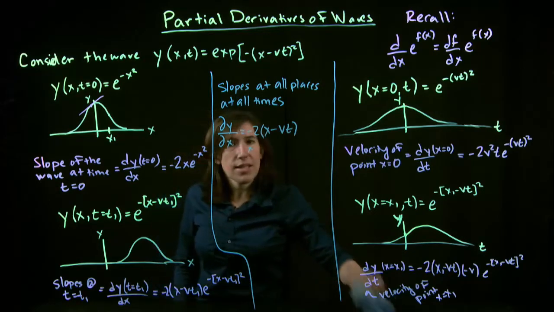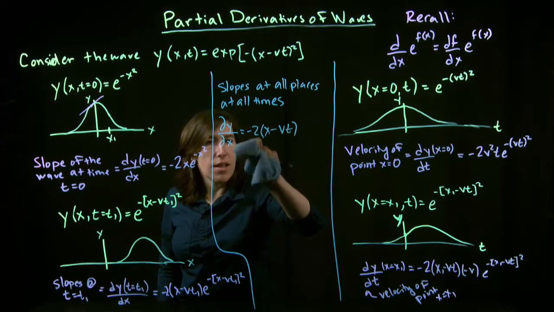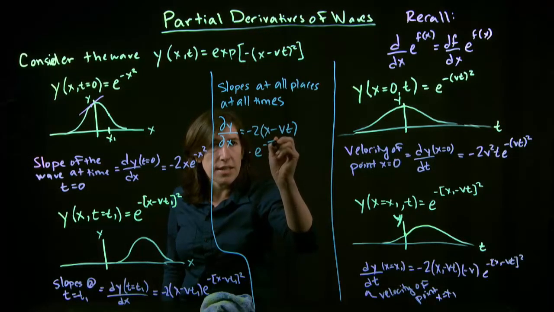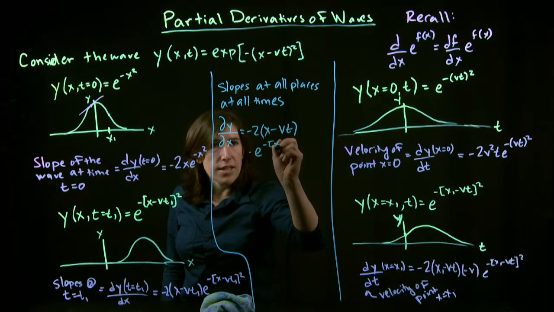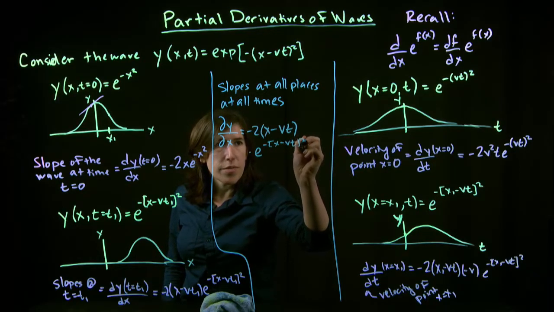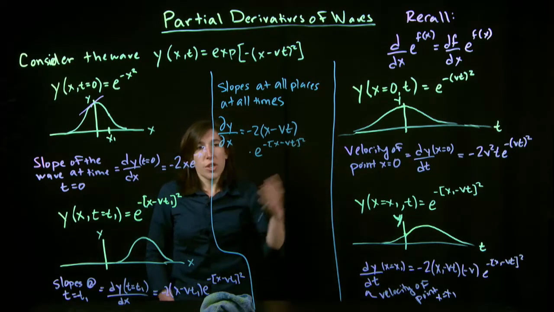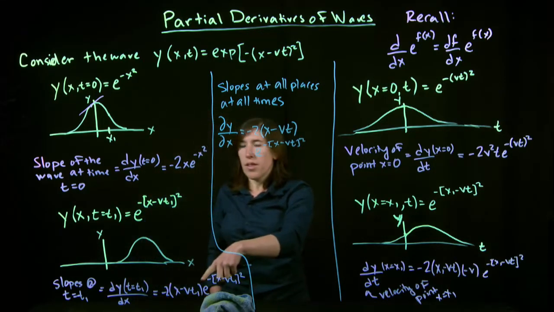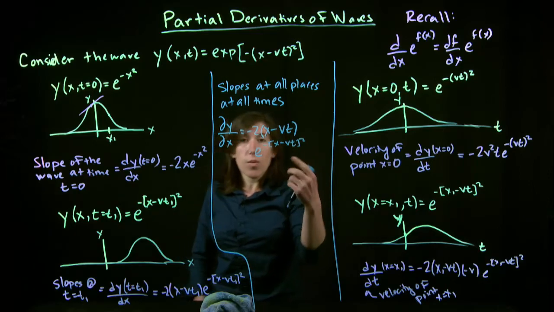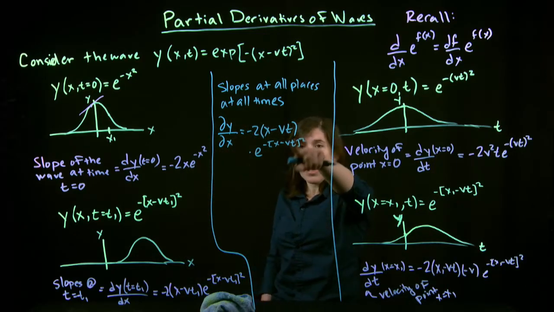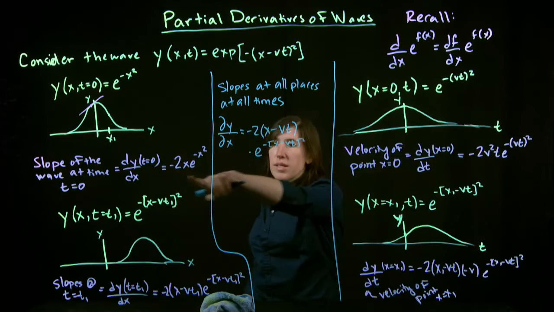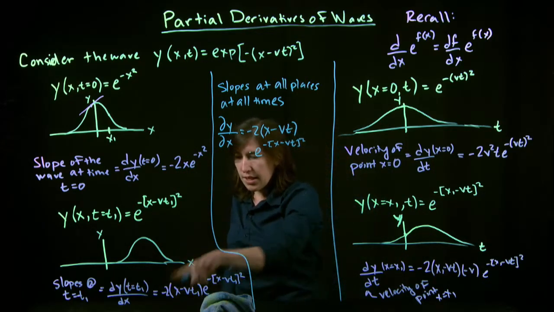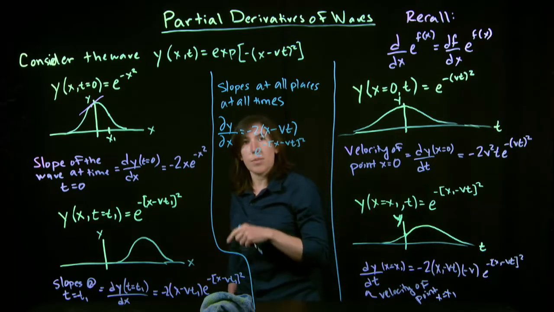maybe I won't write x because that's going to look like an x, times the exponential of minus (x minus vt) squared. So you can see this reduces to either of the calculations that we did before. If now we set it to time t equals 0, plug in 0 here, this reduces to exactly this expression. Similarly, if we plug in t1, we see that this reduces to this lower expression.